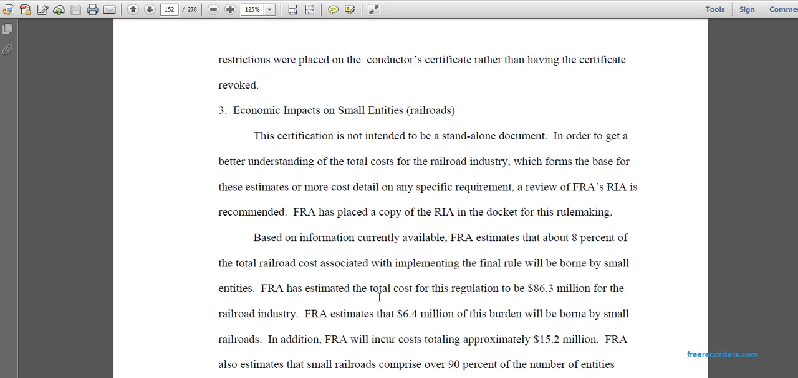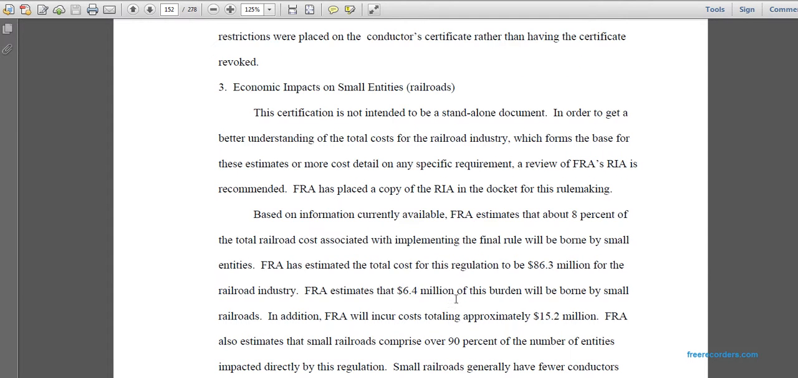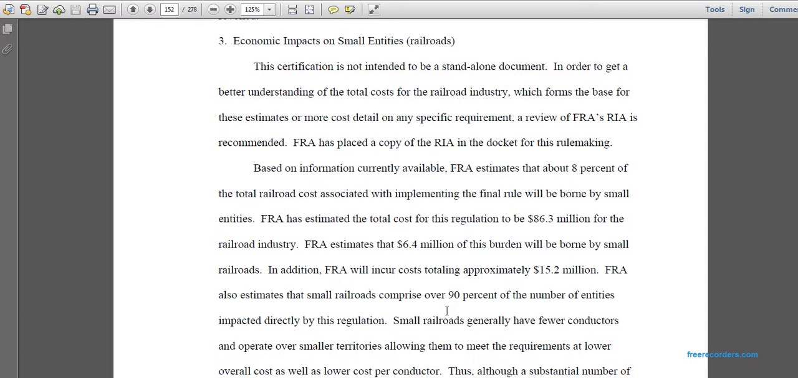The FRA has established the total cost of the regulation at $86.3 million for the railroad industry. The FRA estimates that $6.4 million of the burden will be borne by small railroads. In addition, the FRA will incur costs totaling approximately $5.2 million. The FRA also estimates that small railroads comprise over 90% of the number of entities directly impacted by the regulation.